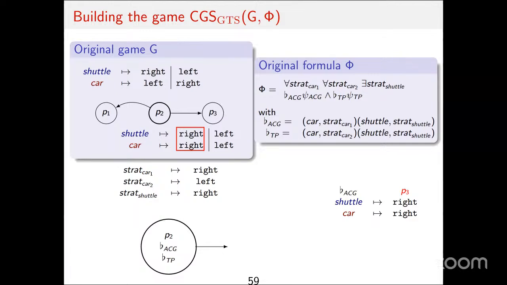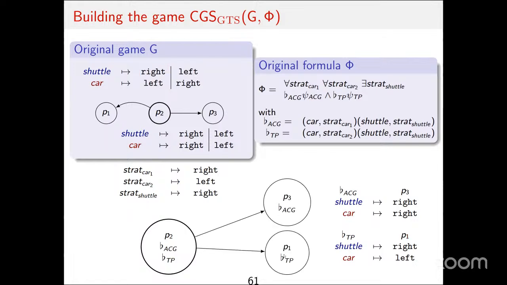instance, here we have the binding anti-collision that goes to P3 with right-right, and the traffic protocol that goes to P1 with right-left. It's not easy to know where we want to go. Do we want to go to P3 following the anti-collision binding, or to P1 following the traffic protocol binding? We can't decide, and we don't want to introduce non-determinacy in the model.